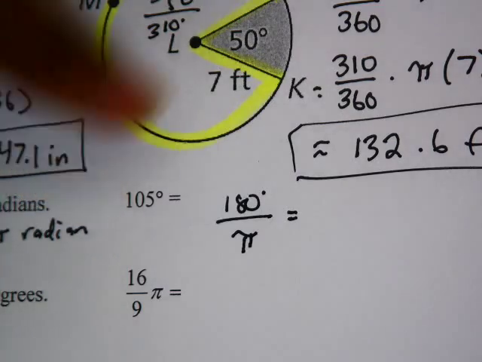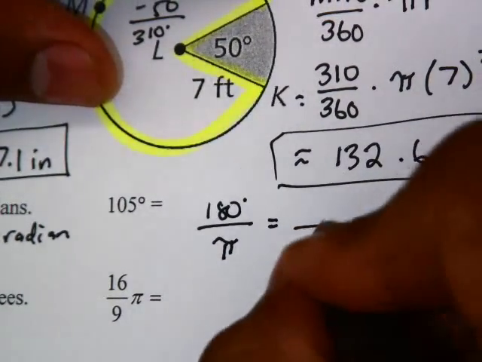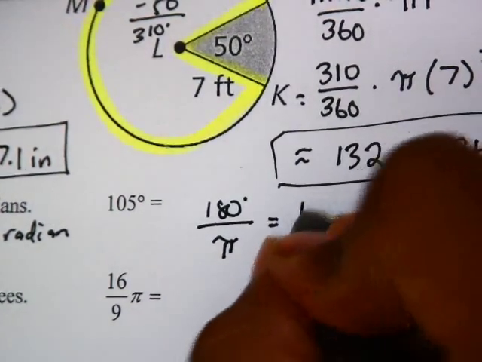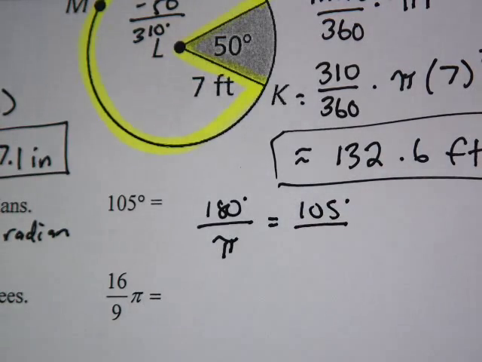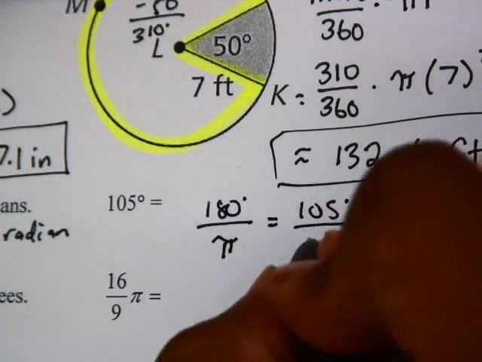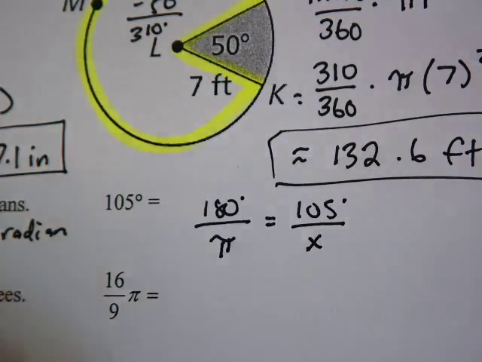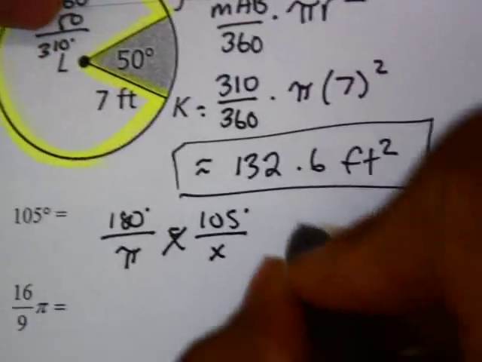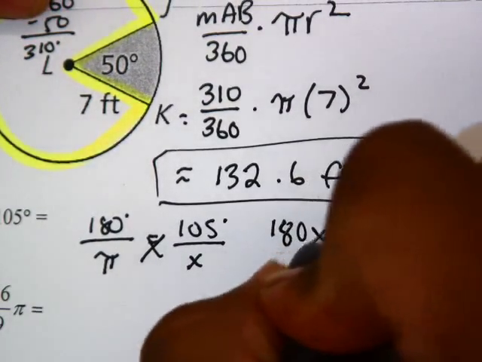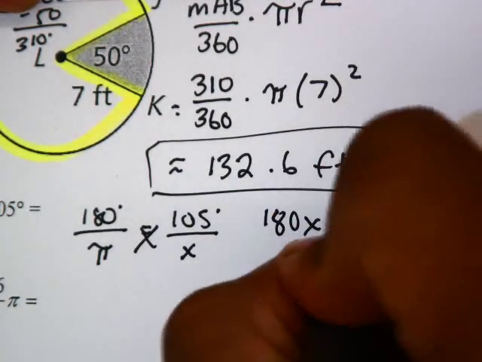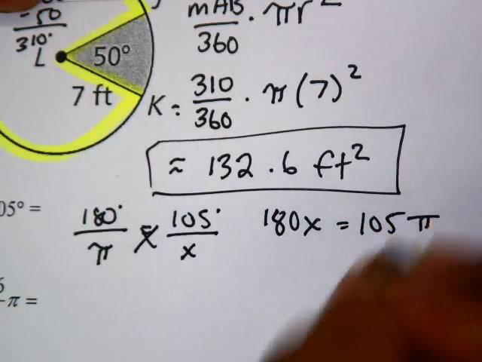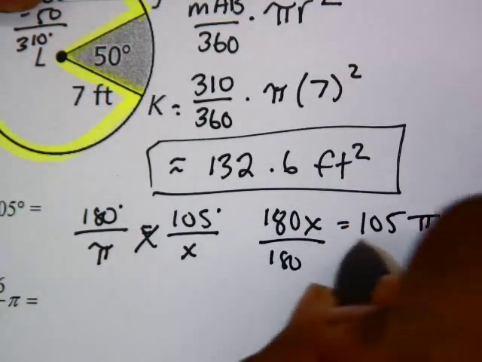So let's use the proportion. The 105 should go at the top because it's degrees, and then x should be on the bottom because that's radians. And so we cross multiply. So that's 180 times x equals 105 times pi. And I divide by 180.